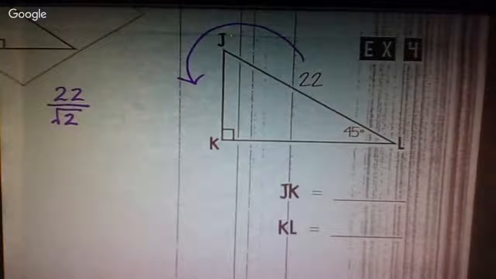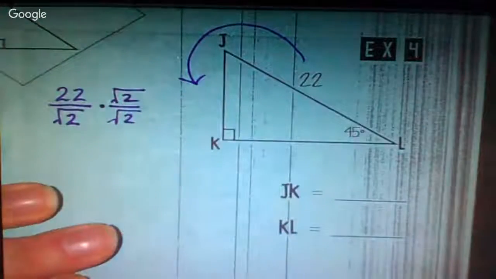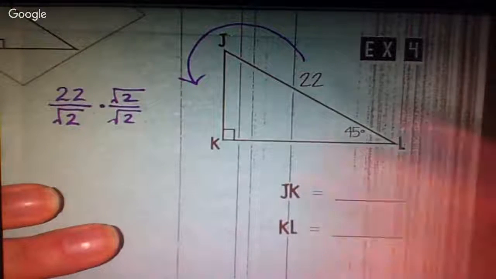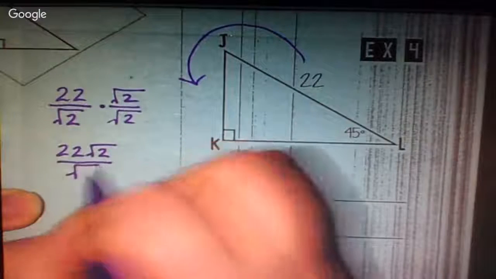Can I leave my answer like this? No. What can I never have in the bottom? Square root. We can't keep that square root. So we need to rationalize the denominator. So let's take it back. When I do that, that means I need to multiply both the top and the bottom by the root in the bottom. So this comes out to be 22 square roots of 2 over the square root of 4.